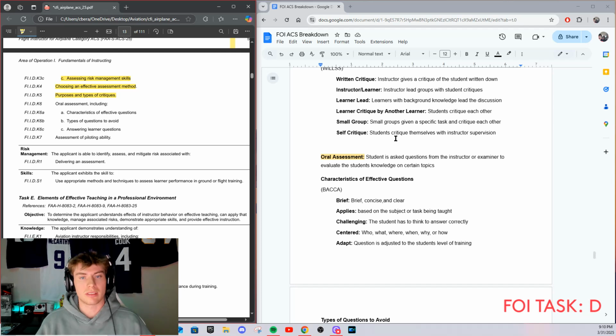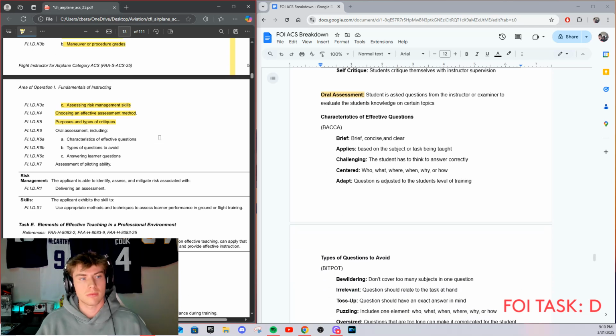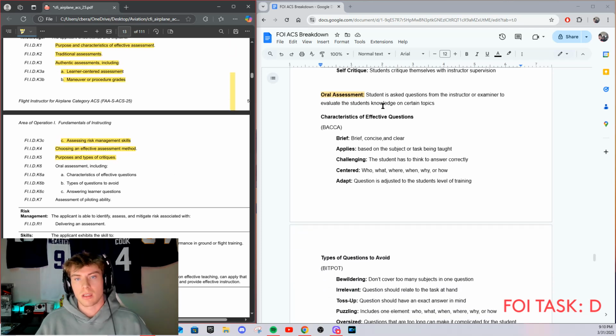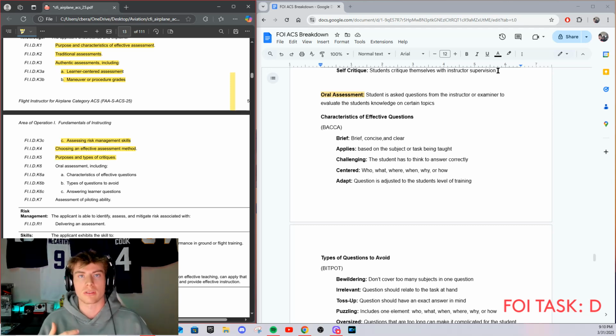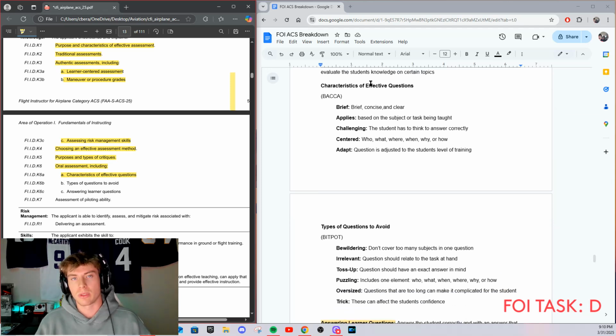Now, oral assessment. So an oral assessment is literally just like your oral for the check ride. It's just asking questions in person about a certain topic or testing their knowledge on a certain thing, just sitting down, asking them questions. And then that'll be including characteristics of effective questions. This one I used the BACA acronym. I thought that was pretty easy to remember.